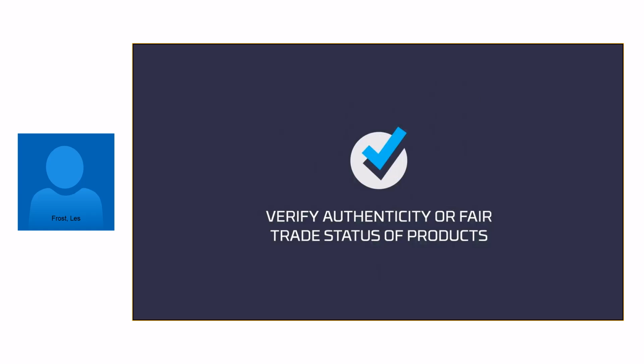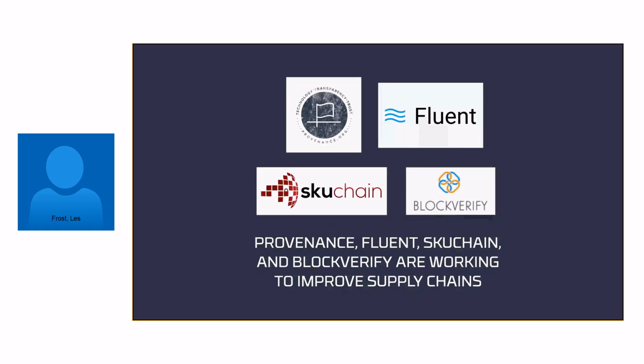The blockchain can also be used to verify the authenticity or fair trade status of products by tracking them from their origin. Some blockchain startups working in this sector are Provenance, Fluent, SkuChain, and BlockVerify.